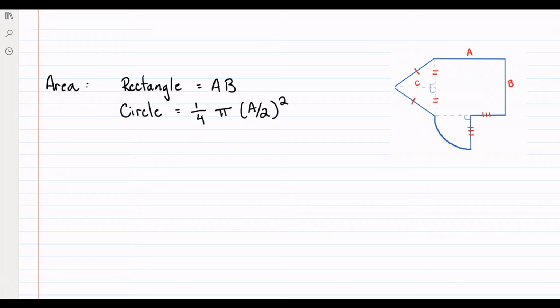Now the triangle is half the base times the height. This is the base of the triangle, so that has a length of B, and this is the height of the triangle, so that has a height of C. So it is just half the base times the height. And if I wanted the area of the whole shape, I'm going to have to add all of those up together. So that's pretty straightforward.